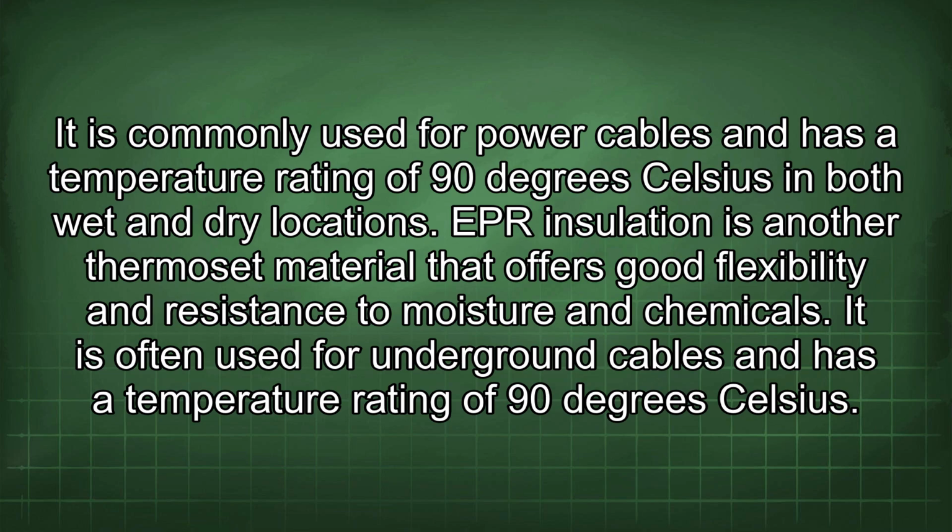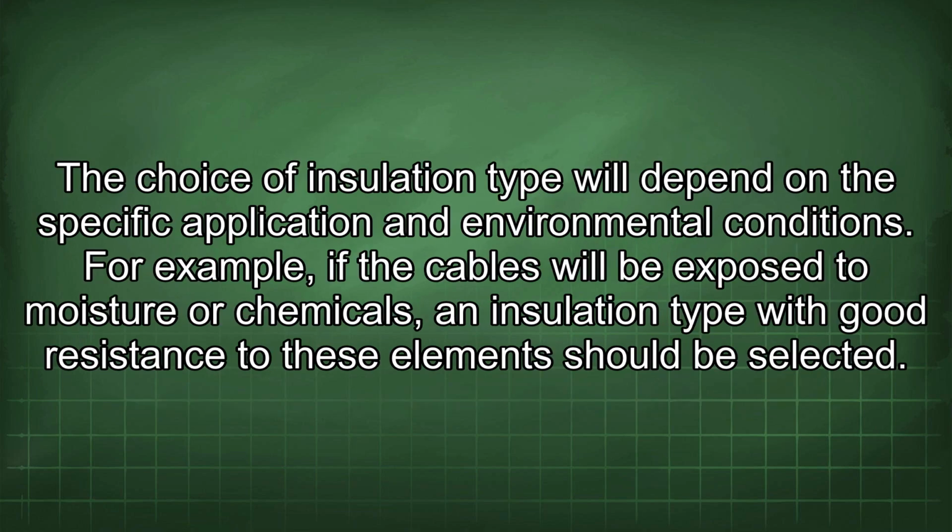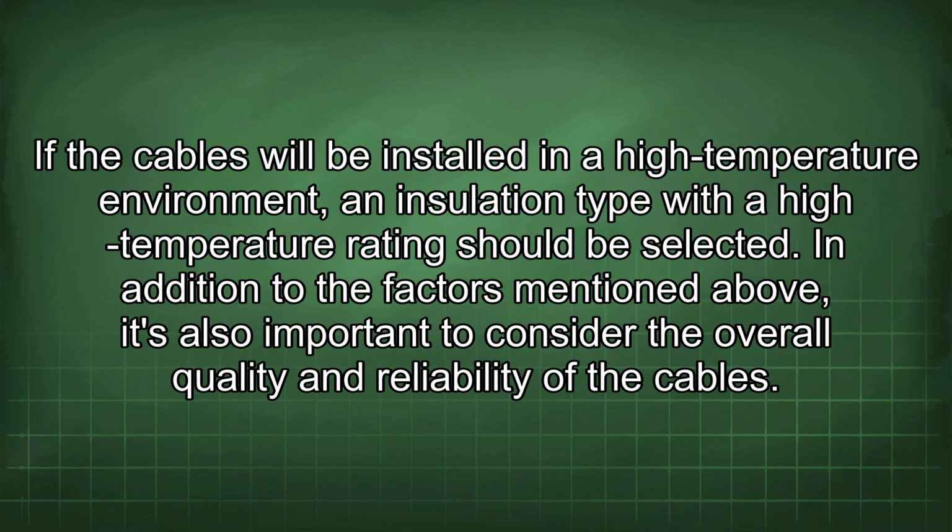It is often used for underground cables and has a temperature rating of 90 degrees Celsius. The choice of insulation type will depend on the specific application and environmental conditions. For example, if the cables will be exposed to moisture or chemicals, an insulation type with good resistance to these elements should be selected. If the cables will be installed in a high-temperature environment, an insulation type with a high temperature rating should be selected.